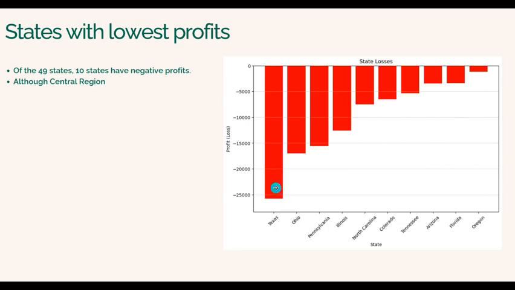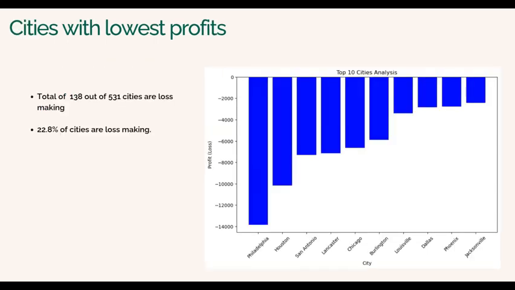So from an analysis point of view, the takeaway would be that before trying to improve the profits of the other 39 states which are already making some profits, the first concern should be to focus on these 10 states and try to convert them into profit-making states before focusing on the other states and trying to increase their profits. So the first step would be to convert these 10 loss-making states to profit-making states.